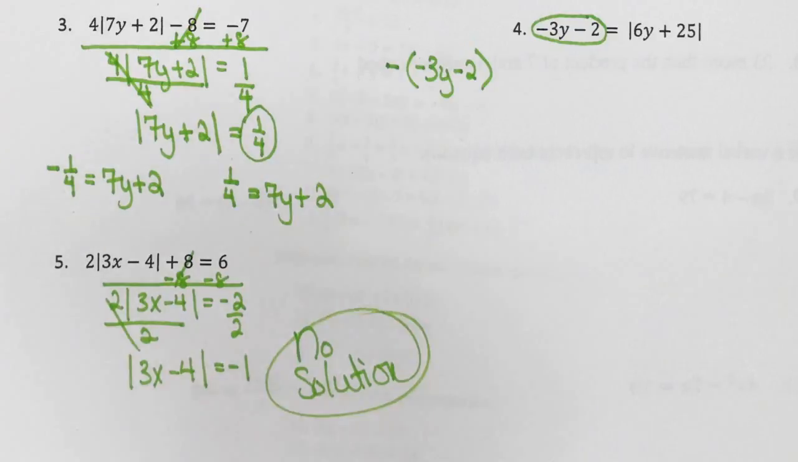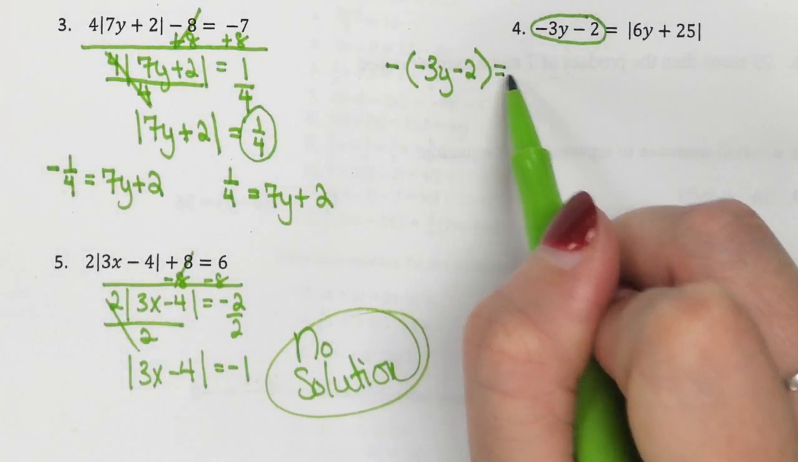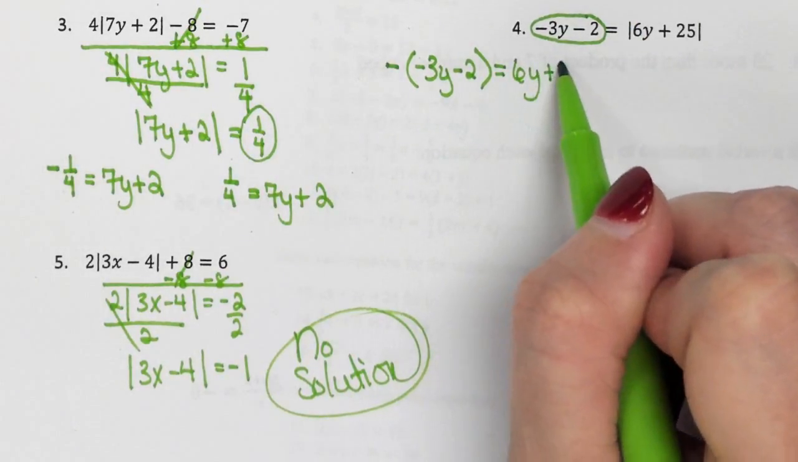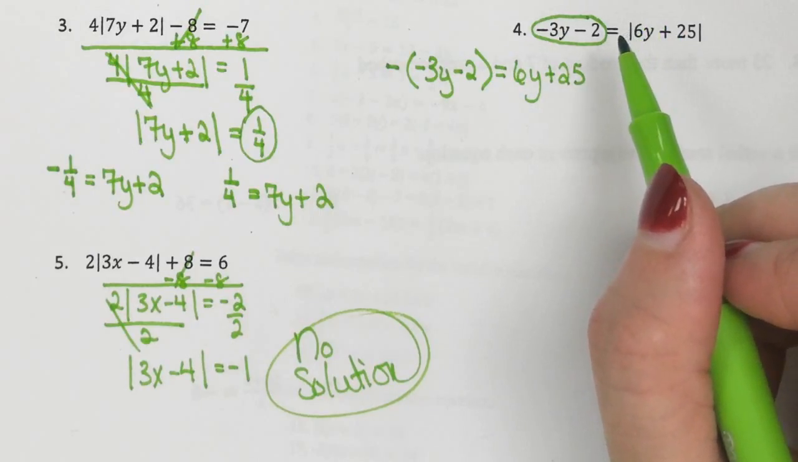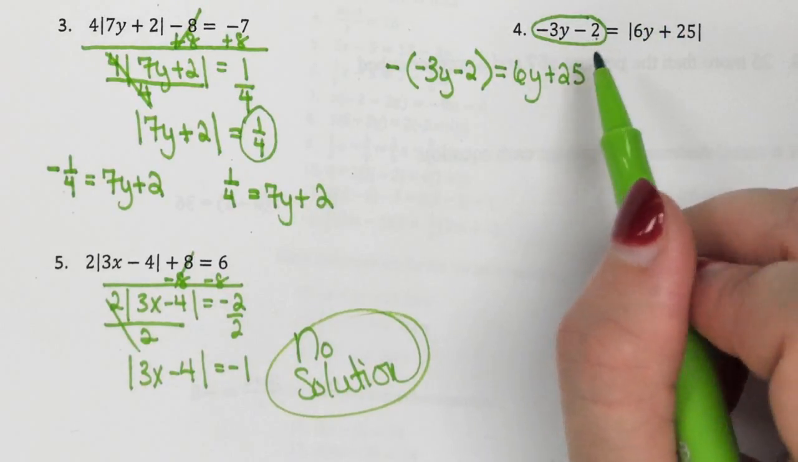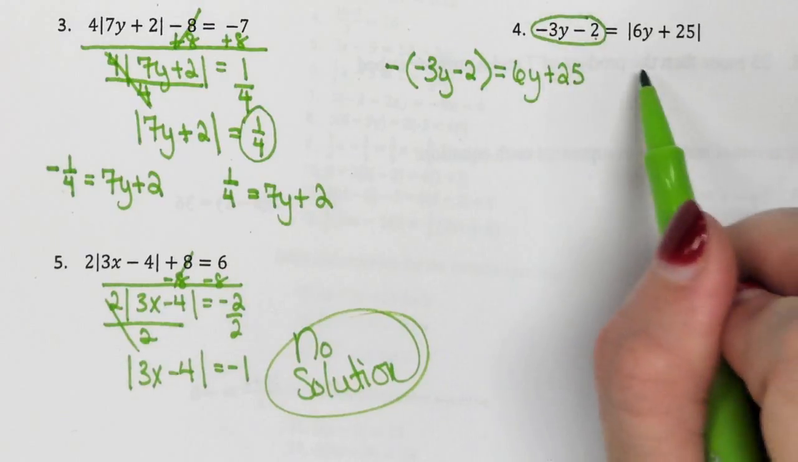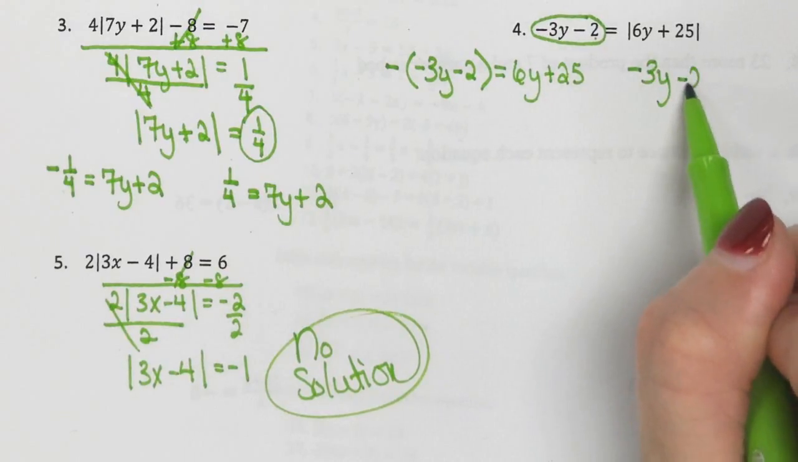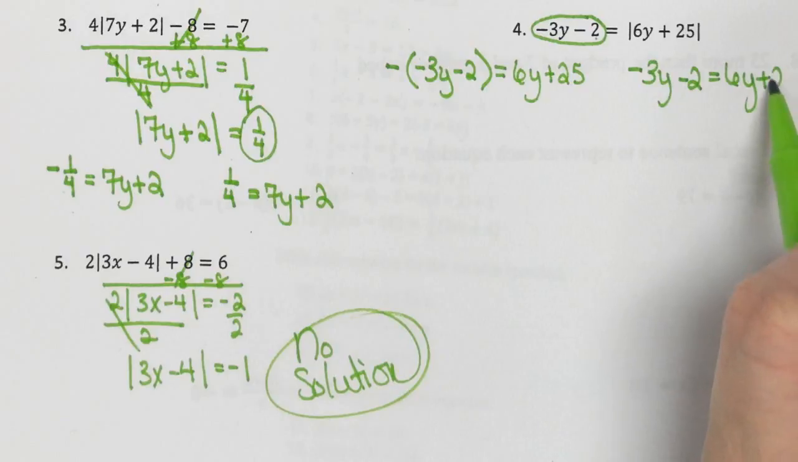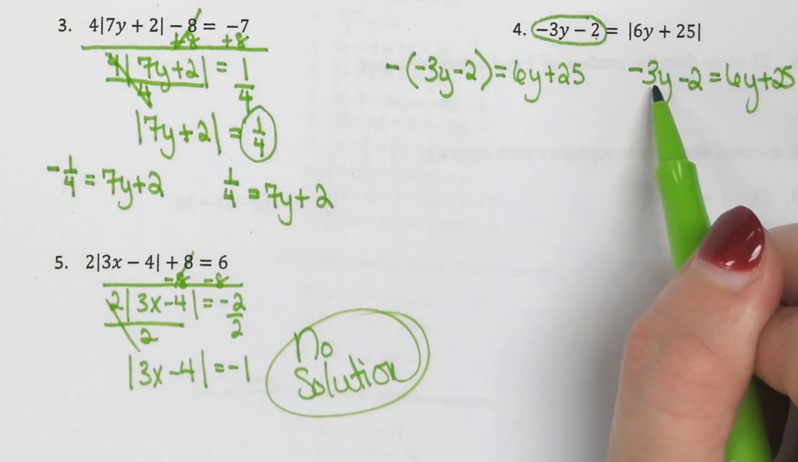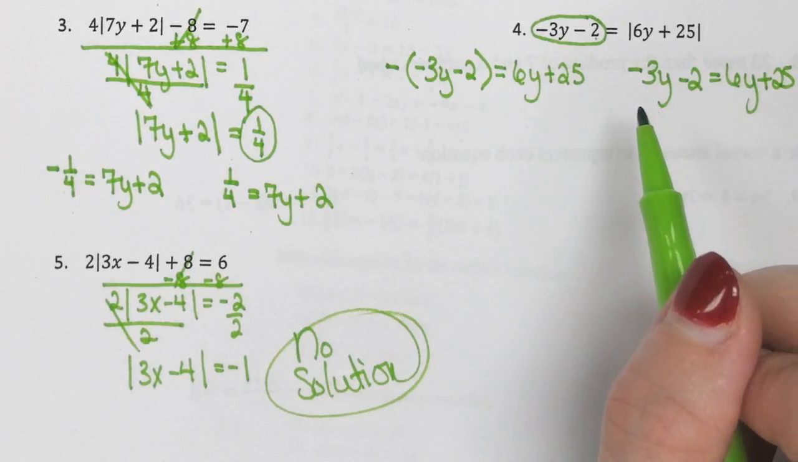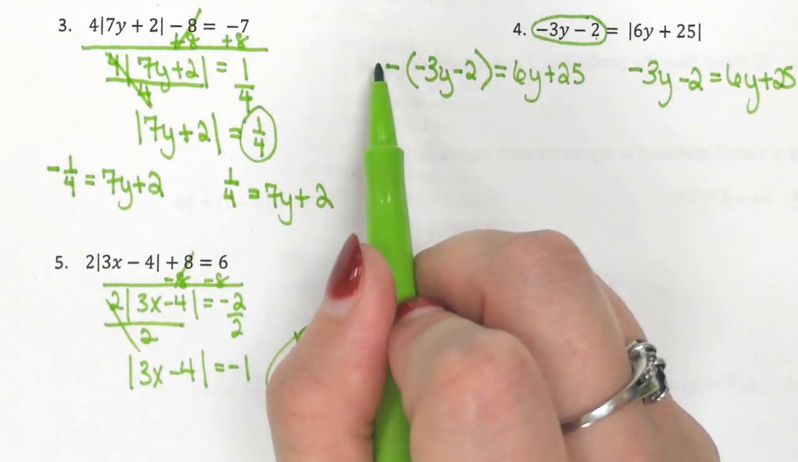Did we touch the inside? No. Look back at number 1. We didn't make it positive. It was already positive, right? So we just left it alone. So negative 3y minus 2 equals 6y plus 25. So we make one negative, and we leave the other one alone. Are y'all okay? All right, what do I do with this guy right here?